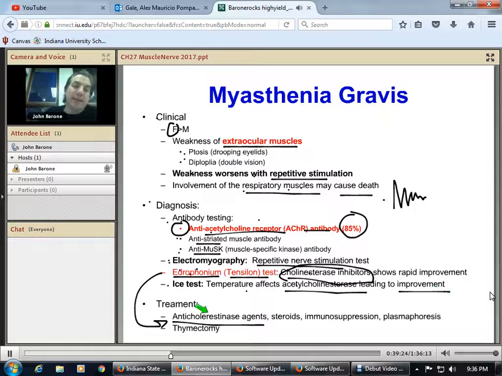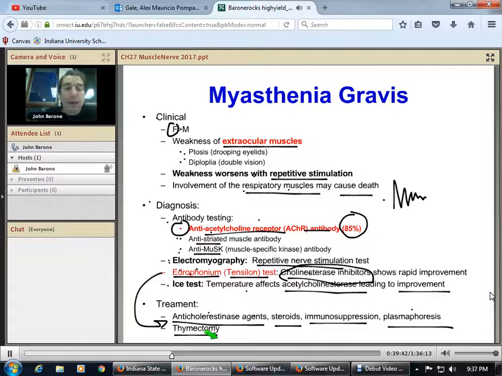That's myasthenia. Now for treatment: long-acting acetylcholinesterase inhibitors, steroids, immunosuppressor drugs, plasmapheresis to try to remove some of the antibodies, and of course, thymectomy. If you see an enlarged thymus, remove it.